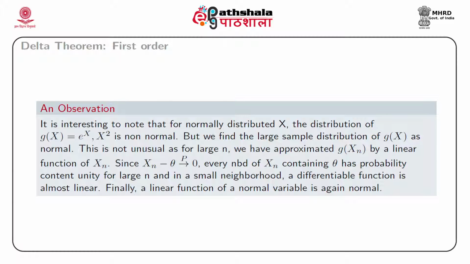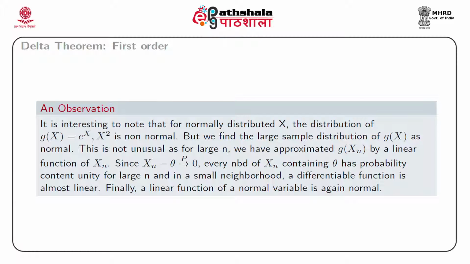some conditions. So this is not unusual, as for large n we have approximated g(Xn) by a linear function of Xn. Since Xn converges to θ in probability, every neighborhood of θ has probability content unity for large n, and in a small neighborhood a differentiable function is almost linear. And since a linear function of a normal variable is again normal, we find the large sample distribution as normal, and this is just a heuristic justification of asymptotic normality of g(Xn).